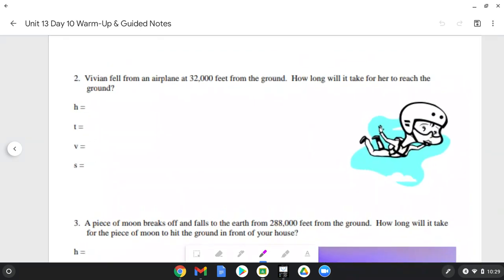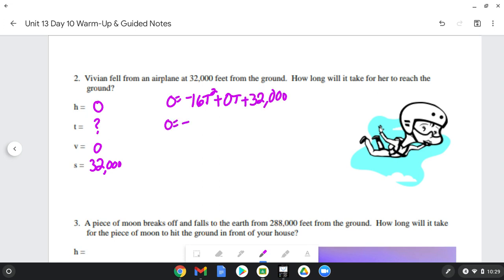2. Vivian fell from an airplane at 32 feet from the ground. How long will it take her to reach the ground? Well, hopefully her chute opens, but if it didn't, this is how long, okay? So her ending height is 0. Her time is the question mark. Her velocity is 0 because she wasn't thrown out of the plane. And she started at 32,000 feet. So now this will be 0 equals negative 16t squared plus 0t plus 32,000 feet.